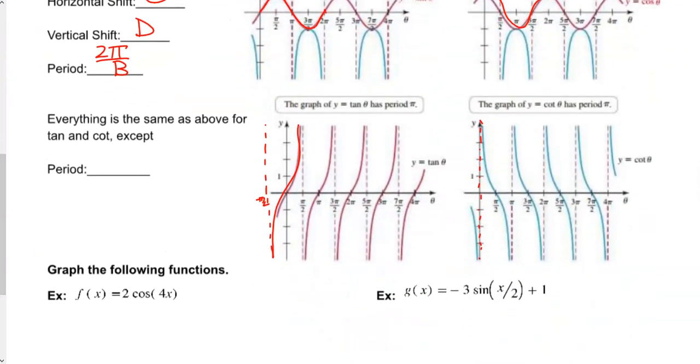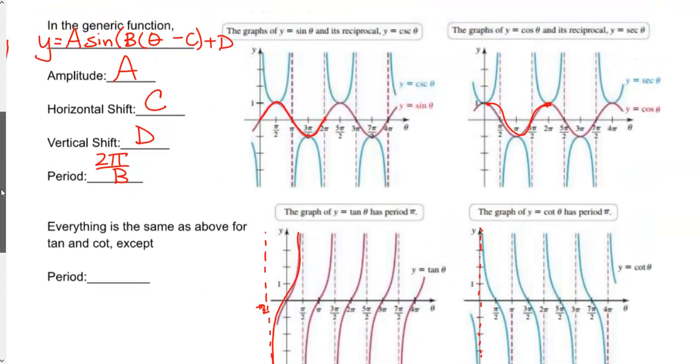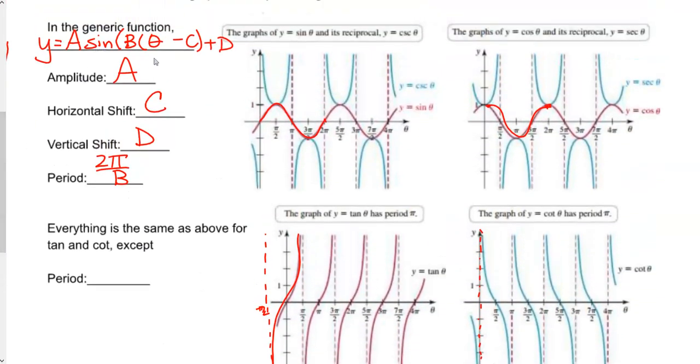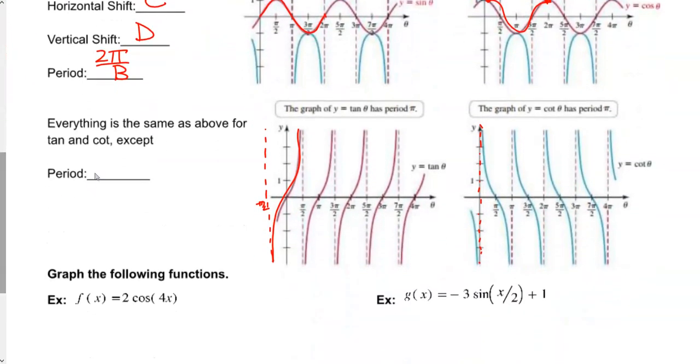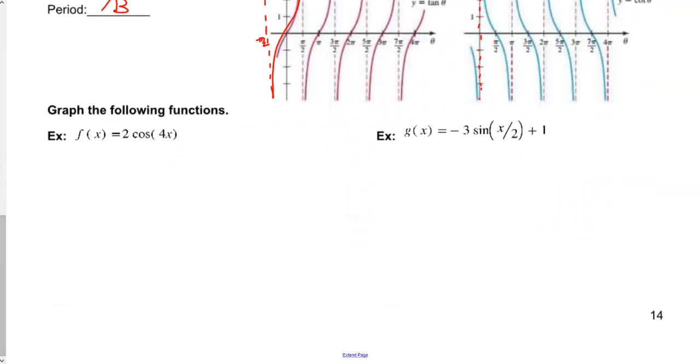And for tangent and cotangent, everything is just the same. If I have a generic equation with tangent and cotangent, all of that is the same except for the period. Remember, every pi has a new cycle, so the period would be just pi over b. All right, so let's see if we can throw a couple graphs on these equations that we have here.